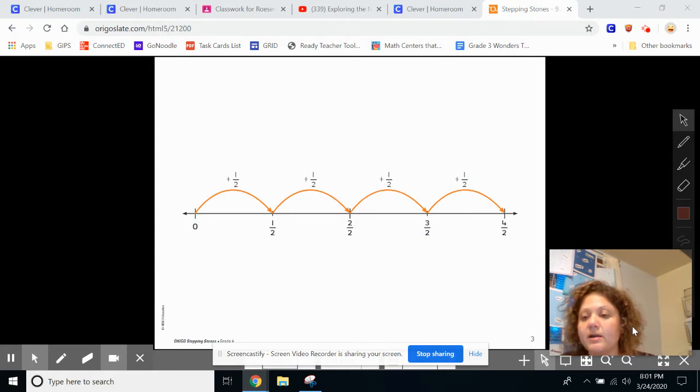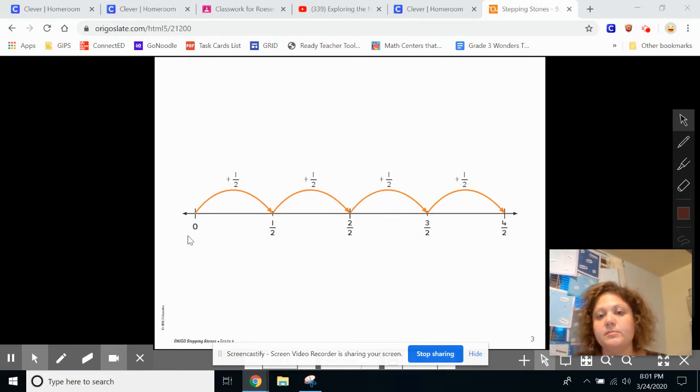And you can go back and re-watch the other videos I have made to refresh your mind if you forgot how to do that. Okay, so we're just going to look at this first number line here. On this, we will be counting by fractions on the number line. This number line starts at 0, and we are counting by halves, the fraction halves.